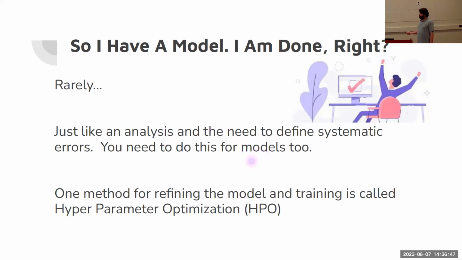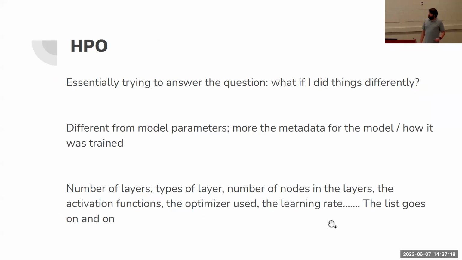The analogy breaks down a little bit, but the systematic errors on your analysis are kind of like, what if I would have done things differently? And you need to answer that question for your model. So one collection of methods for doing this refining and training of model development is called hyperparameter optimization, or HPO. It's essentially trying to answer this question of what if I did things differently.